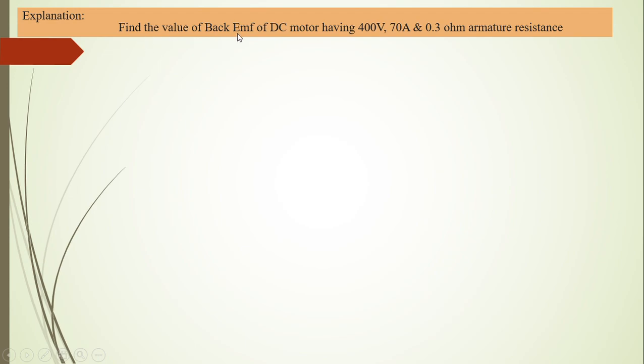Find the value of back EMF of DC motor having 400 volt, 70 amps, 0.3 ohm armature resistance. Here supply voltage 400 volt, armature current 70 amps and armature resistance RA 0.3 ohm. To find back EMF, students should know the voltage equation of DC motor, that is V is equal to EB, back EMF, plus IARA. IA is armature current, RA is armature resistance. Just substitute the values given in the problem. Instead of V, 400 volt, EB is unknown value, that should be found out. IA is 70 amps, RA is 0.3.